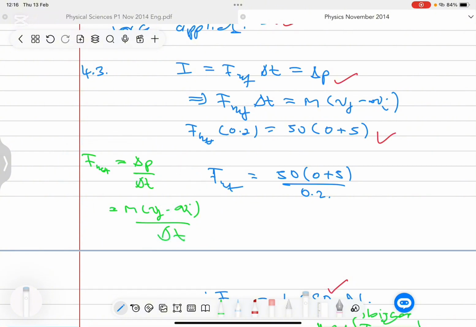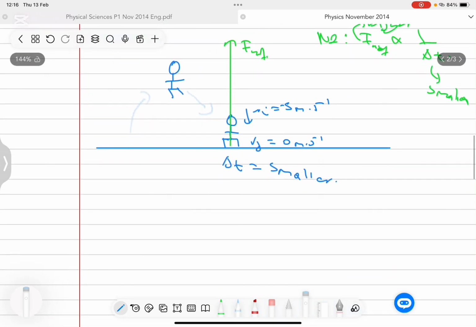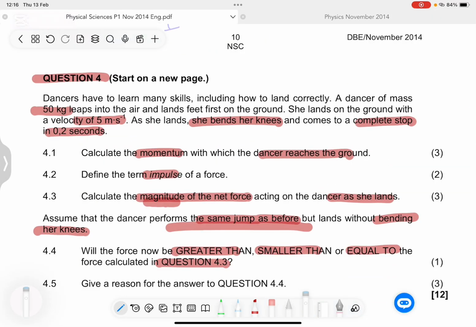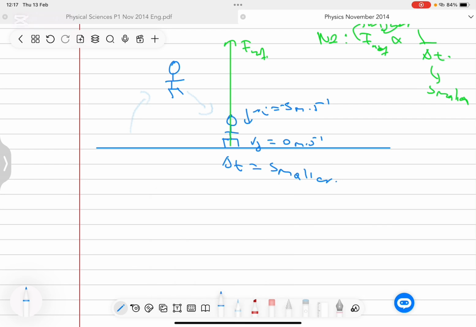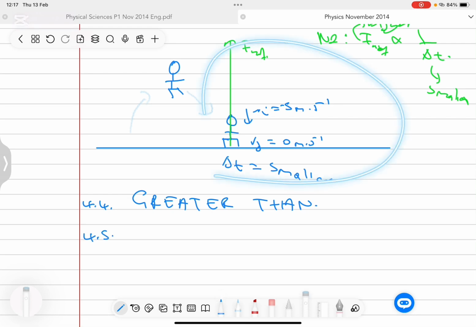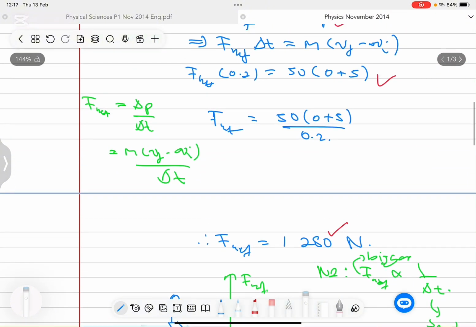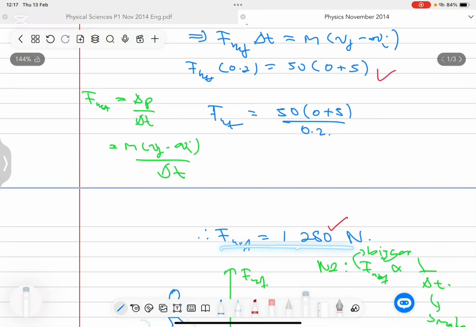Now we are saying here that the time is small, the force should be bigger. So to answer this problem, we'll choose the option of greater than. Our force should be greater than the force that we got in 4.3. So here we'll write greater than. Now question 4.5. So basically, this problem on its own is a verification of that answer. We expect the first to be greater than this one.